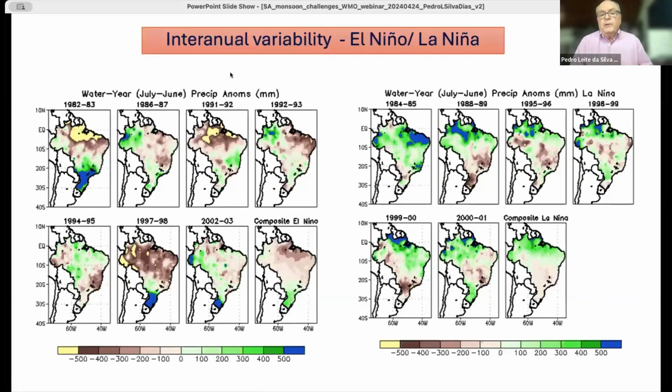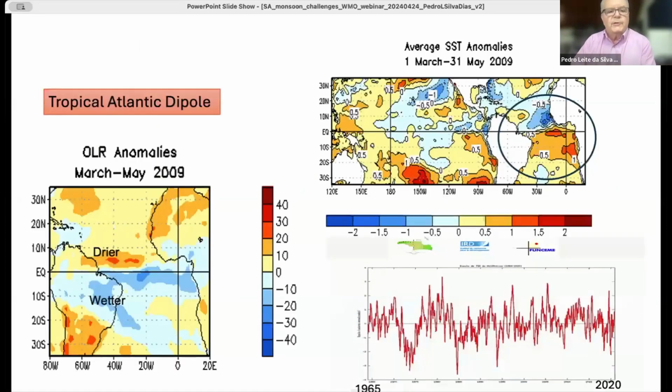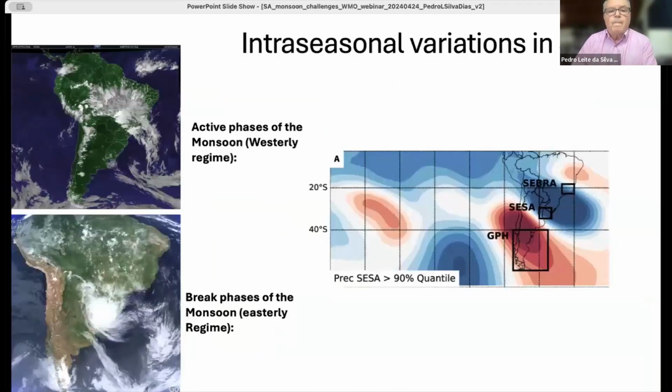Well, there are other things like ENSO. ENSO also plays a significant role. You have here the maps, and you see that it's mostly in the northern part and the southern part of Brazil, but there is some signal also in the central part. The tropical Atlantic dipole, this feature here on the right, also has a significant impact, not only over northeast Brazil, but also extending to some important areas from an agricultural point of view in the central east part of Brazil.